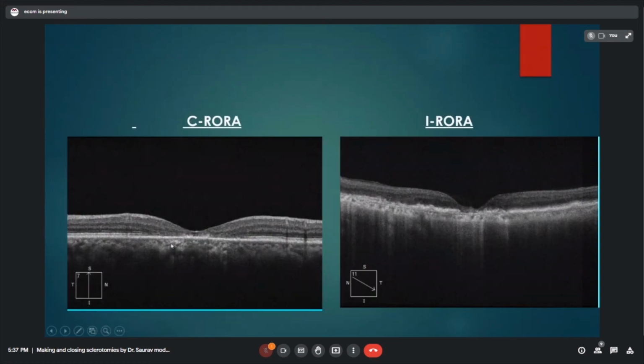This is an OCT image of complete RPE atrophy and outer retinal atrophy, in which we can see that there is RPE atrophy, increased visibility of the choroidal vessels, and photoreceptor loss. This is incomplete atrophy, in which it does not fulfill the criteria of complete atrophy.